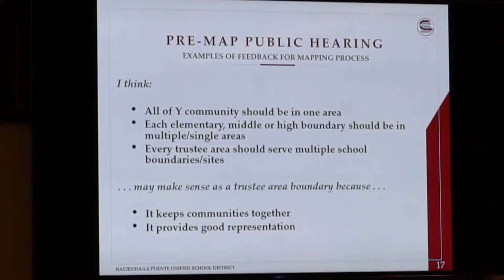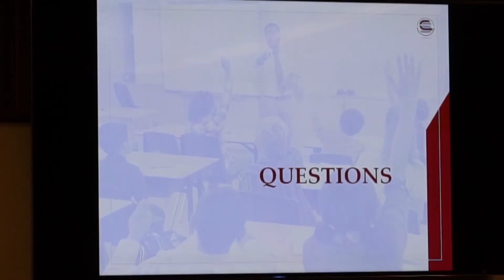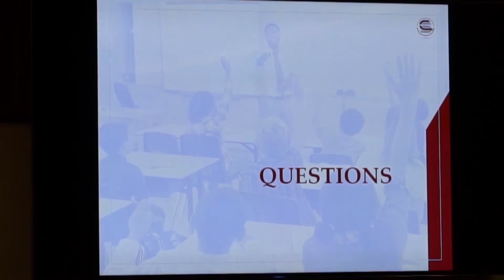I think certain communities should be in one area. I think each boundary should be in multiple areas, meaning school attendance boundaries, or each boundary should be in single areas. Each trustee should have an equal number of school sites, or that doesn't matter. Those kinds of things help us as we embark on this process. And that's all I have, kind of setting the table for the public hearing, unless there are any questions from the board before opening it up for public comments.